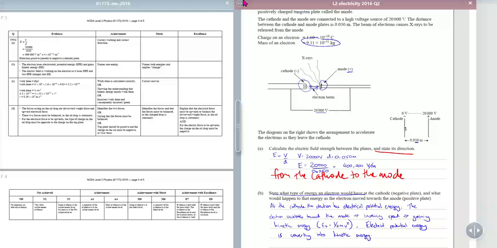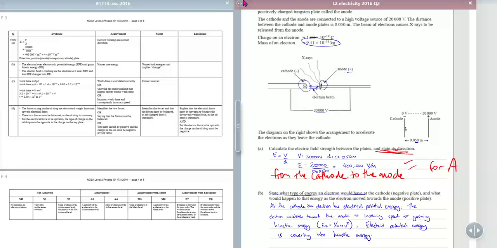We've talked about how it accelerates toward the anode. I wonder if they would accept that once you got to part C, I'm not sure. Nonetheless, because it said to state its direction, I just forgot. So I didn't get the achieved there. You need both ticks for A. So if you didn't state the direction, it's because you didn't check carefully that it was required.